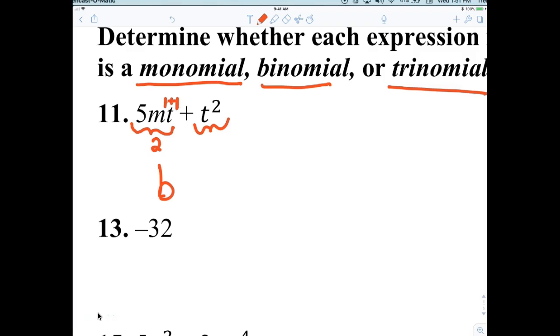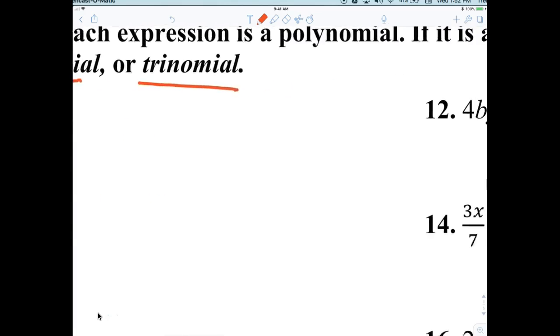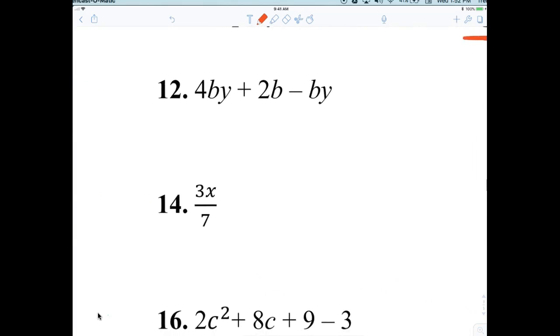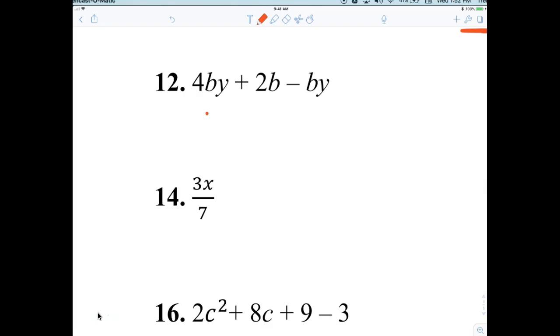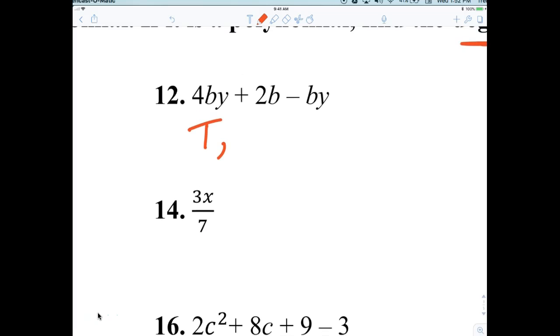The degree of t squared would be what? 2. So the degree is always the largest exponent. So in this case, the degree would be 2. Very simple, not a big deal. So this is called a trinomial. The degree of the first term is 2, the degree of the second term, 1, the degree of the third term, 2. So the degree is 2.